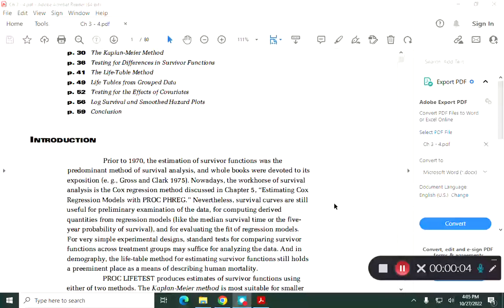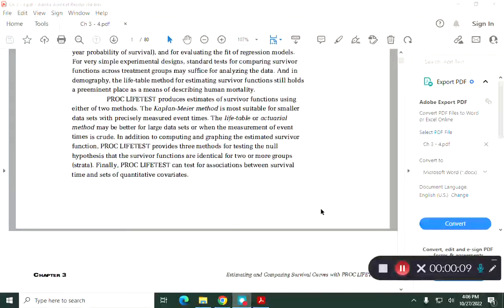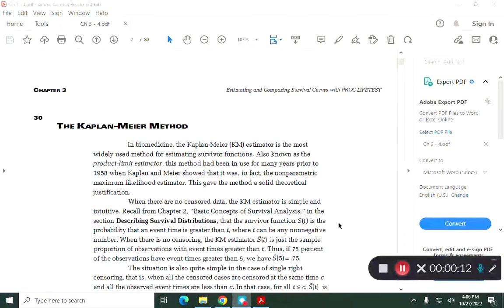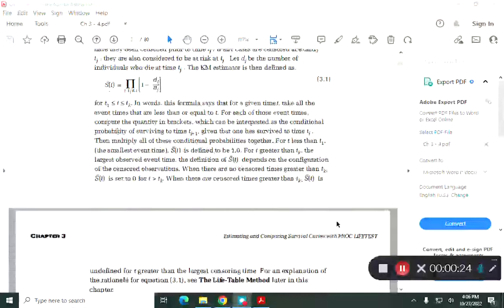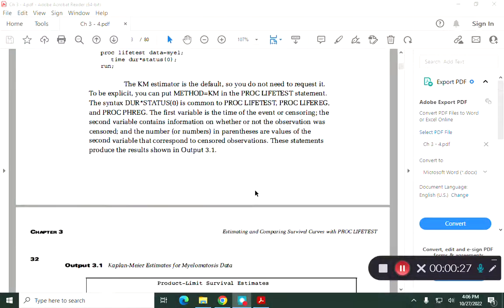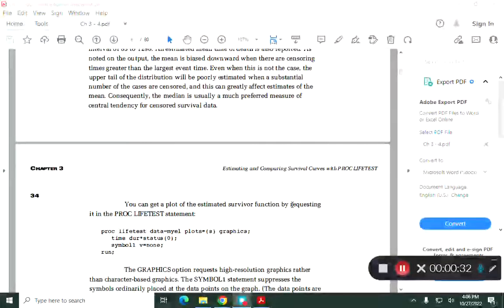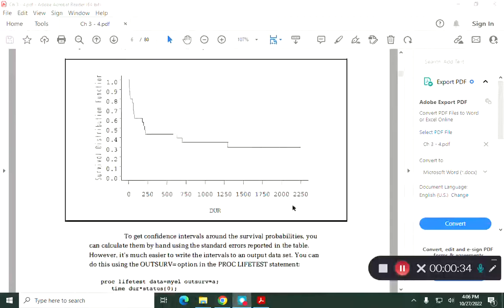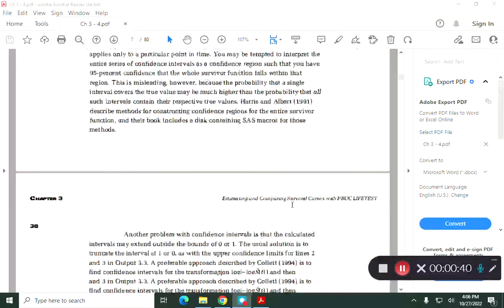Okay, let's get back to PROC LIFETEST. PROC LIFETEST can do the life table or Kaplan-Meier, and the default method is Kaplan-Meier, or product limit. So you don't need to say method equals, but if you need to use the life table method in PROC LIFETEST, you say method equals life, and that will give you the life table method.